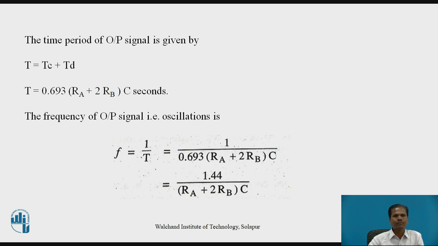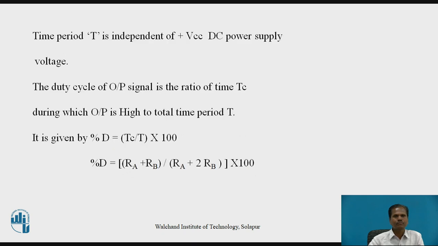The frequency of the output signal, that is continuous oscillations, is given by the reciprocal of the time period. So f equal to 1 upon T is equal to 1 upon 0.693 into (RA plus 2RB) into C. So that is equal to 1.44 upon (RA plus 2RB) into C. The time period T of the output signal of IC555 timer is independent of the plus VCC DC power supply voltage.